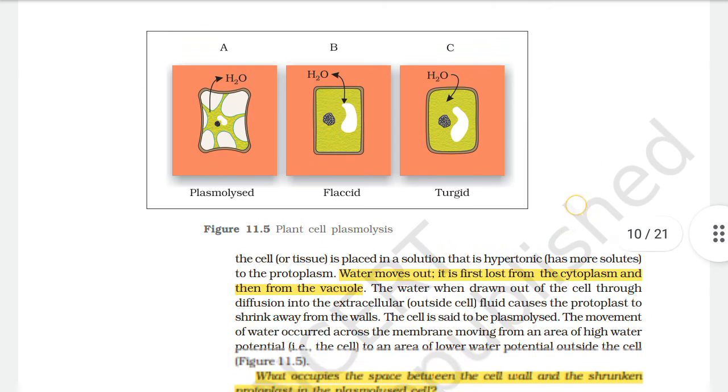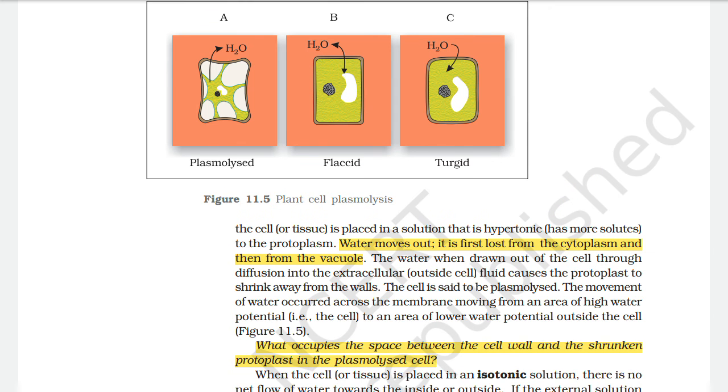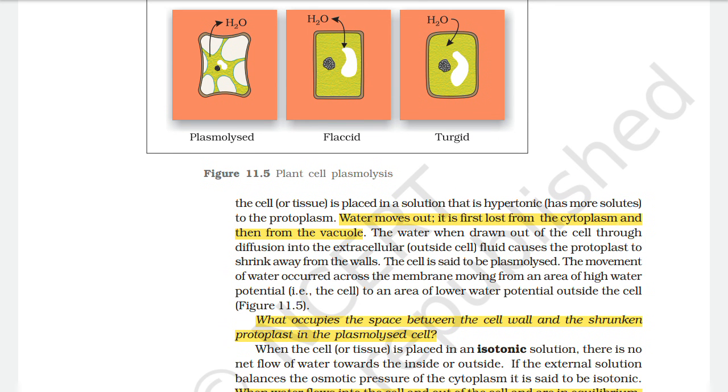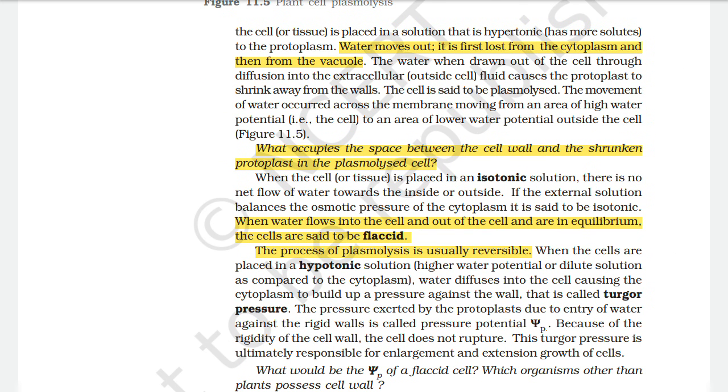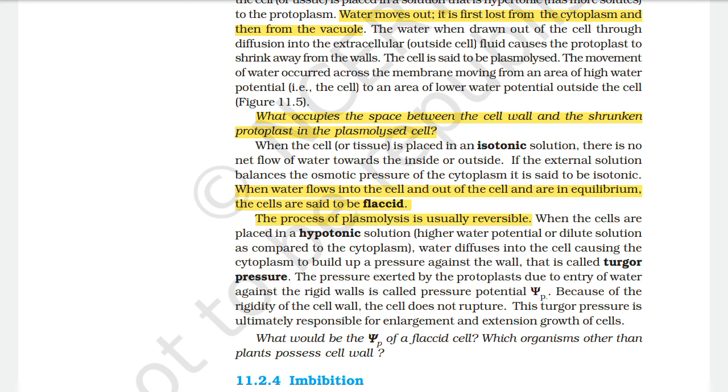Okay, these are the diagrams for plasmolyzed, flaccid and turgid cells. In case of turgid, there is a turgor pressure against the cell wall. There is a very important question: what occupies the space between the cell wall and the shrunken protoplasm in the plasmolyzed cell? So the answer will be not water. It will be the external solution, the solution in which the cell has been placed. That solution occupies the space.